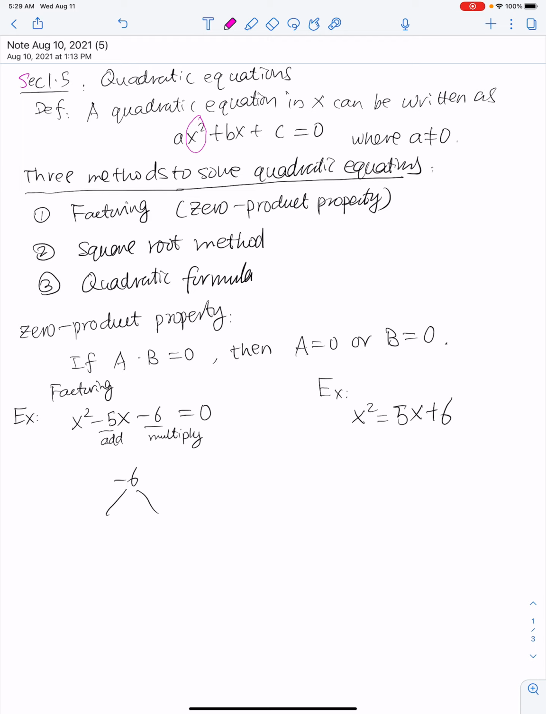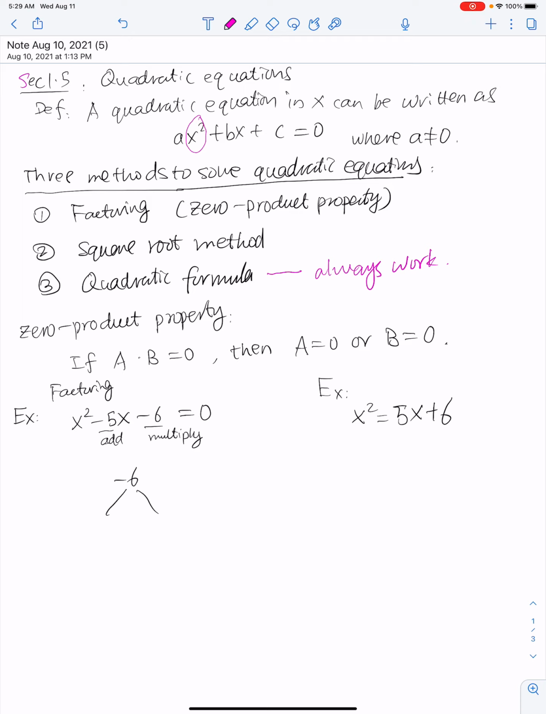Okay, so there are typically three methods to solve quadratic equations: factoring, the square root method, and the quadratic formula. The most useful one is the quadratic formula. It always works. But factoring is typically easy, and the square root method requires a special form, so it cannot be used all the time. So we will talk about all three methods one by one.